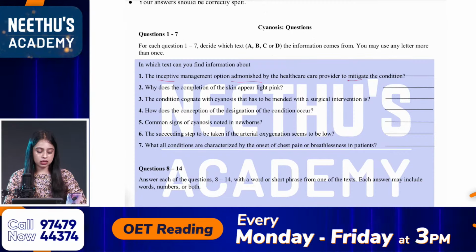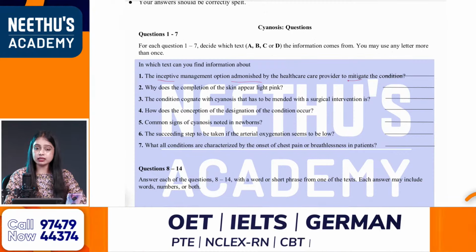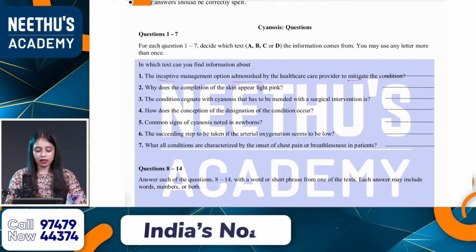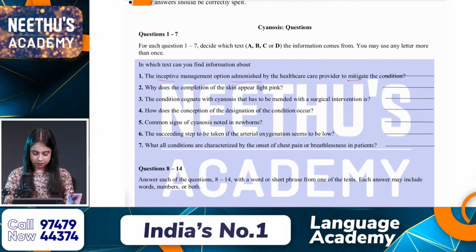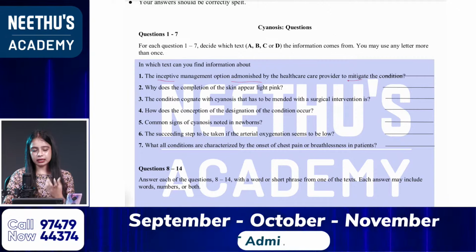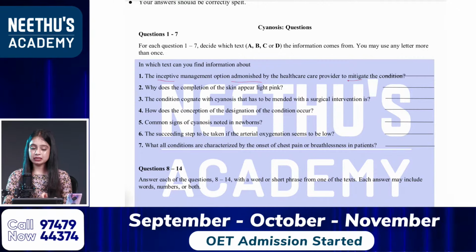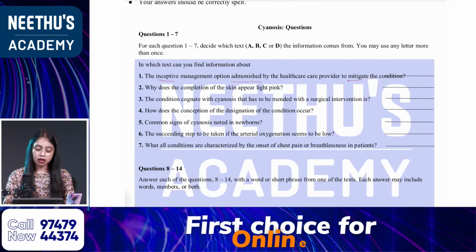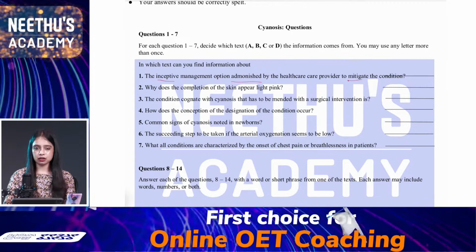Okay, yes, Shiny, Benny, Reshma. Okay, Saji. So why is it text D? Is it because of the management? I hope it is because of the management, right? Even though these words are difficult, inceptive, admonished, mitigate. Mitigate means elimination or avoiding. Inceptive means initial, the beginning.